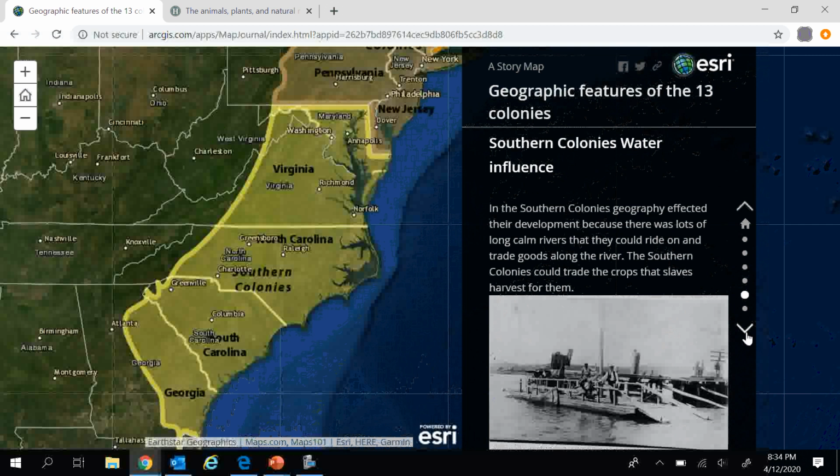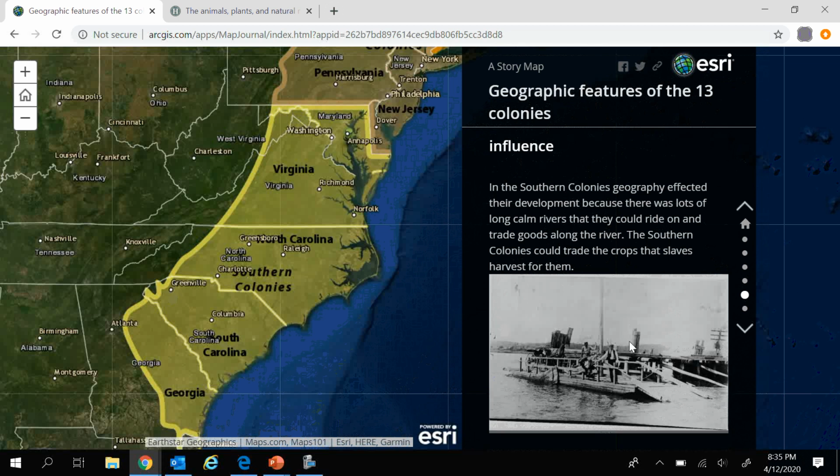Now, our southern colonies had a lot of rivers, but they were calmer rivers, and they could trade goods as well. But they also had a much, much longer growing season than both the middle colonies and the New England colonies. And it's very, very warm here, which meant they could grow crops a lot longer than the other colonies could.